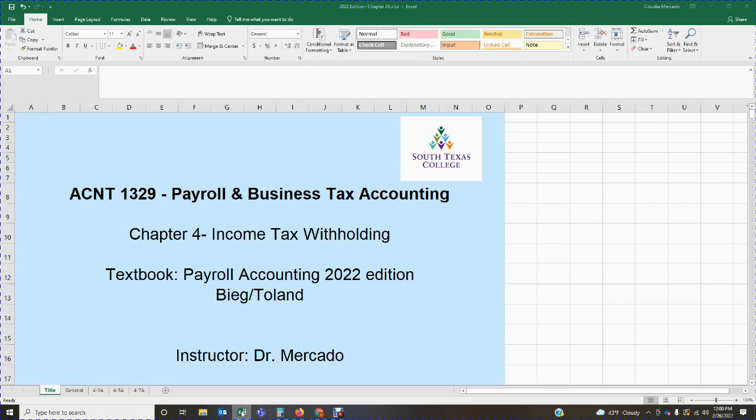We are continuing with Chapter 4, which deals with income tax withholding. Okay, this is Accounting 1329, Payroll and Business Tax Accounting.